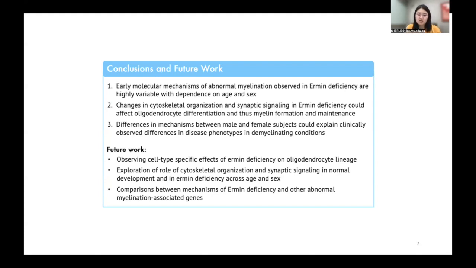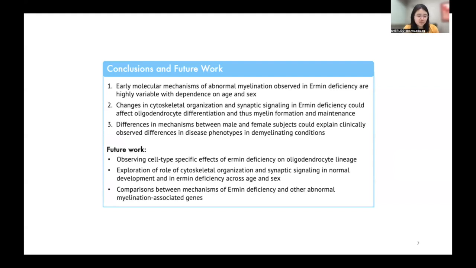And finally, we observed some differences between male and female mice, which could relate back to clinical phenotypes, as the diseases associated with myelin deficiencies or myelin defects such as multiple sclerosis also tend to have sex-dependent differences.